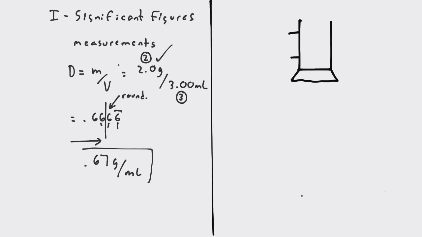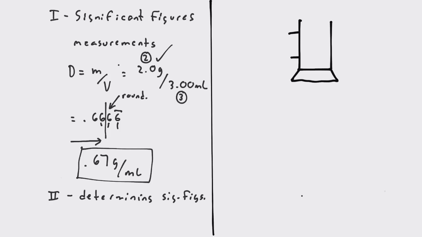Now the goal of this video is not to do calculations. I'm going to put that into a second video. All I want you to understand in this video is how to determine the number of significant figures. So Roman numeral 2 is determining sig figs.